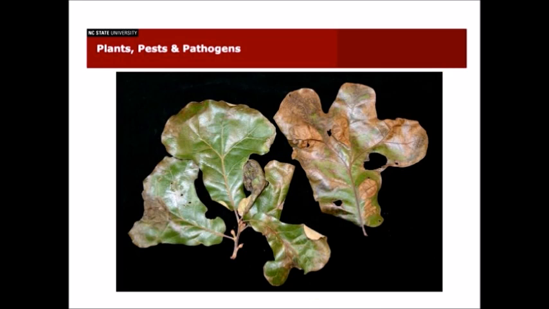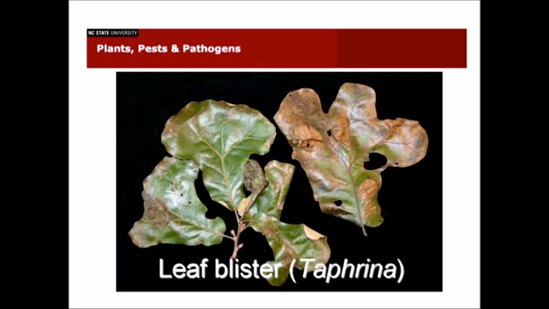All right. These are some blackjack oak that Chuck Hodges brought in last week from somewhere down toward the coast. Any ideas of what this one is? See if I give you a hint. These blotches that were earlier a whiter color. Yes. That's leaf blister caused by the fungus Taphrina.